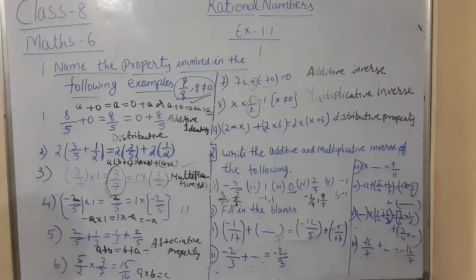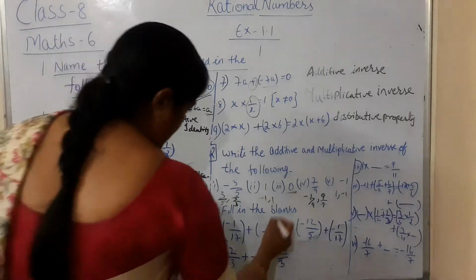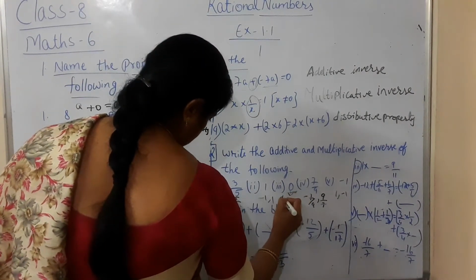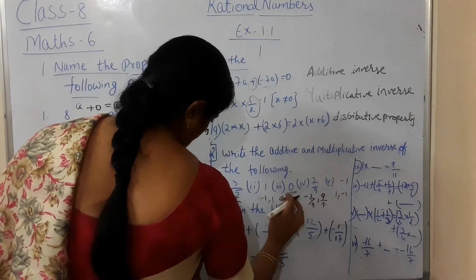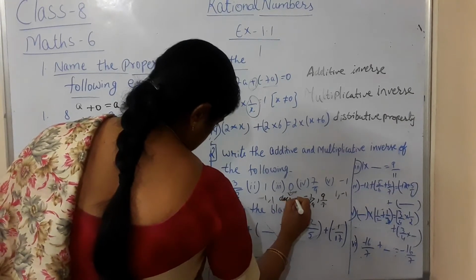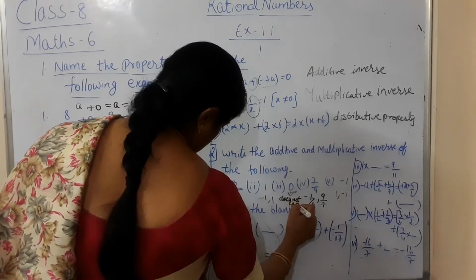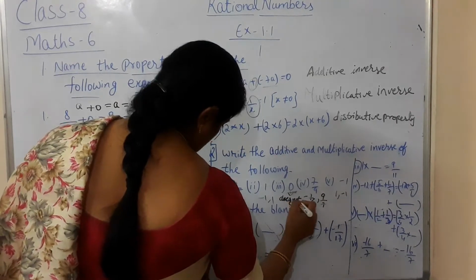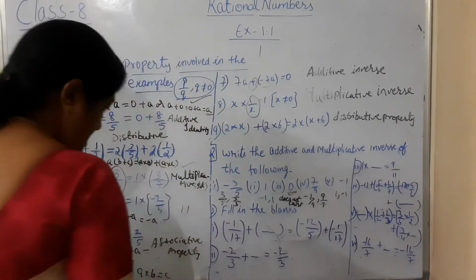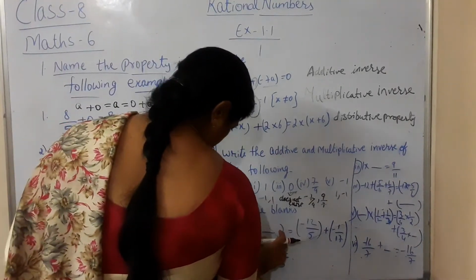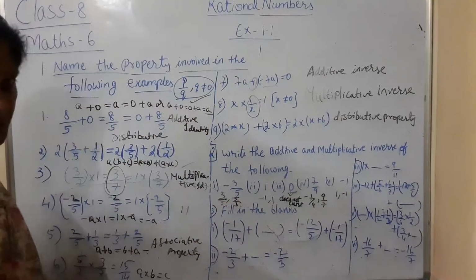Now we have fill in the blanks. So here you should write does not exist. Does not exist means there won't be any additive inverse or multiplicative inverse for 0. Now fill in the blank. There is some number missing over here. That number you have to fill in.